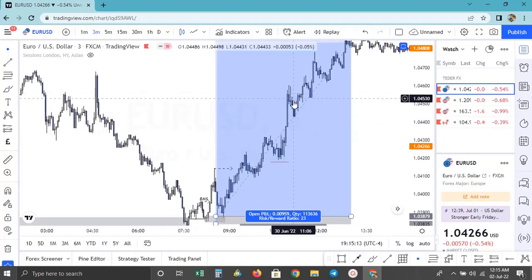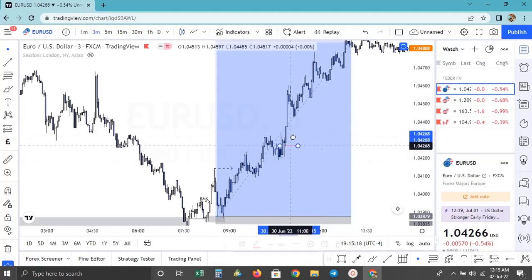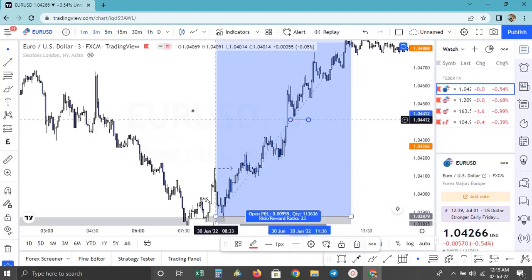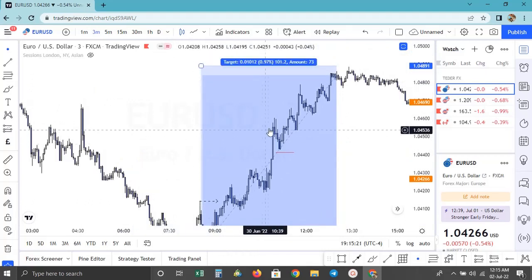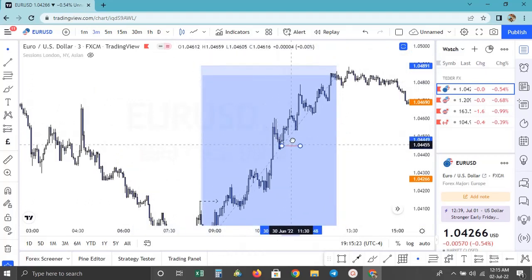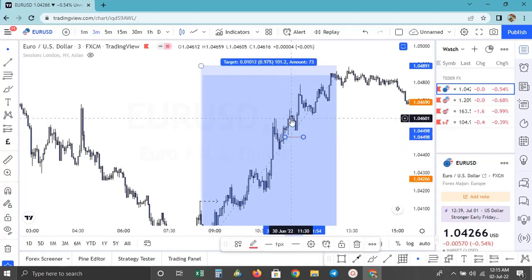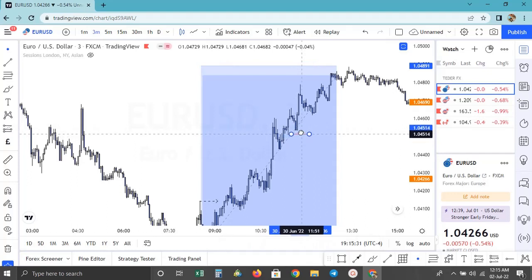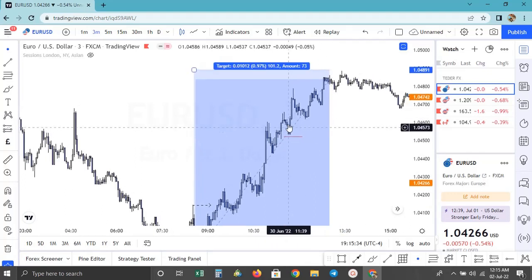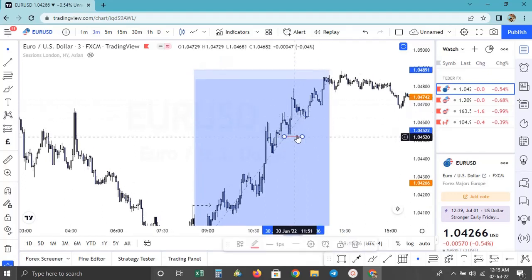Then what happened? It created higher high, higher low. What happened? I moved my stop loss to break even here again. Secured my profit. Higher high, higher low. My stop loss to break even. Higher high, higher low. My stop loss to break even.